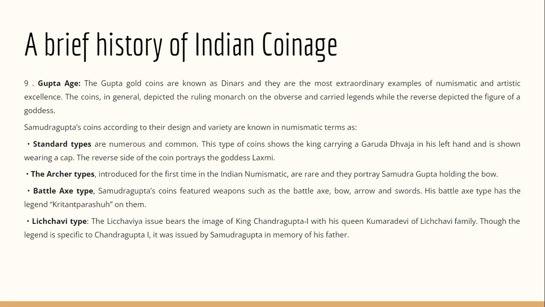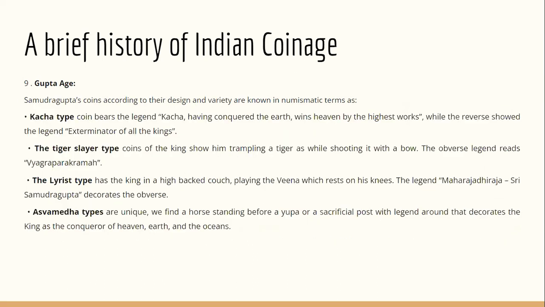Then battle axe type. So battle axe type, that is all the weapons are being depicted like battle axe, bow, swords, all these are depicted. Then we have Lichavi type coin. So we all know that Chandragupta I married Lichavi princess Kumari Devi. So Samudragupta was their son, and he was very proud of their association. So it is said that to commemorate their father's marriage with Kumara Devi, or to mark a respect in the memory of their parents, Samudragupta issued Lichavi type of coins. Okay, so bearing the image of Chandragupta I and Kumari Devi of the Lichavi family.